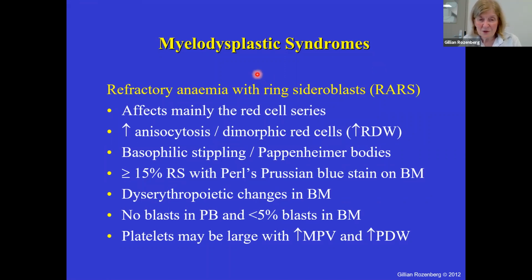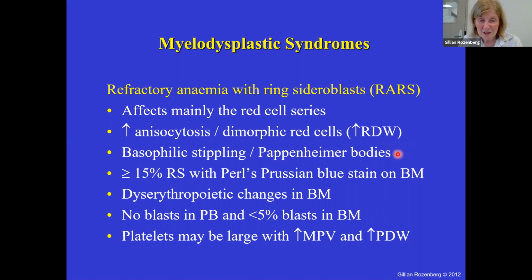So moving to the next group, which is refractory anemia with ring sideroblasts. It affects mainly the red cell series. So you get an increase in the anisocytosis and RDW, giving what you call a dimorphic red cell picture. You'll see basophilic stippling and Pappenheimer bodies.